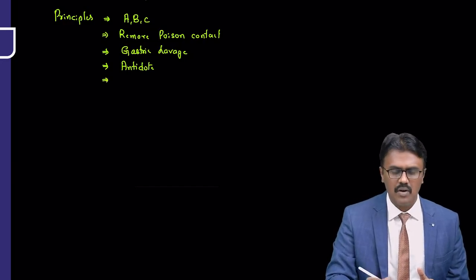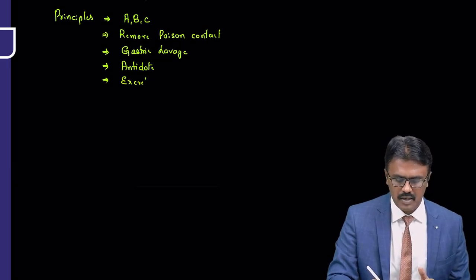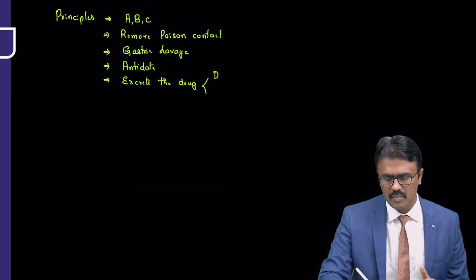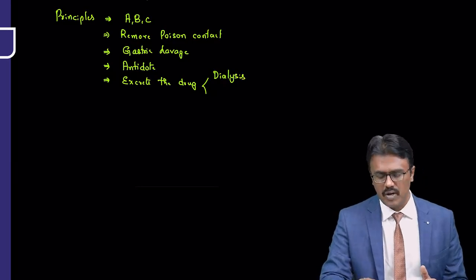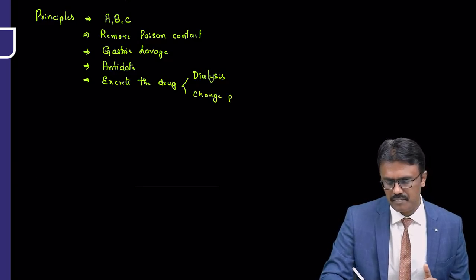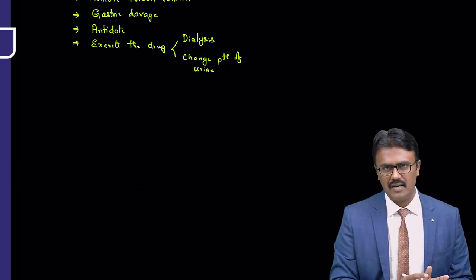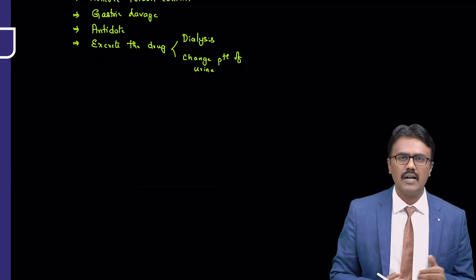Many a times we may not have antidote, then you have to excrete the drug out. So how do you eliminate the drug? Number 1, we use a machine called dialysis. So we can dialyze and remove the poison, or you can change the pH of urine. And you know the general pharma. If the poison is acidic drug, what do you want to do with the urine? Make the urine pH alkaline.